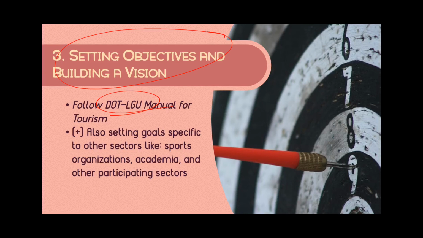But according to the Canadian template, what's different is that we also have to look into the specific visions, not only a general vision, but also the vision of the different stakeholders. Like, for example, sports organizations may also have their own vision and goal in relation to the event that they're going to be holding. Academia might have a different goal, and the other participating sectors might have their own vision. So it's important that we also consolidate the visions together so that all goals and all visions are laid out in that plan.